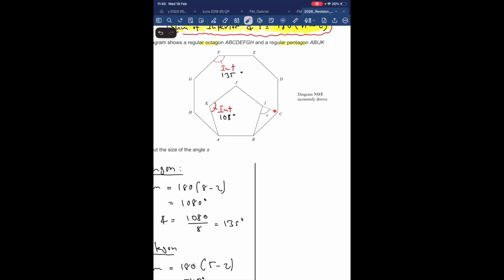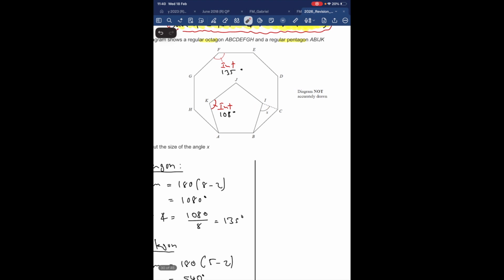There's a bend in the line at I, so don't make the assumption that these two angles here add up to 180 degrees. They don't. The trick to this question is to realize that what you're actually dealing with is an isosceles triangle. And how do you know we're dealing with an isosceles triangle?